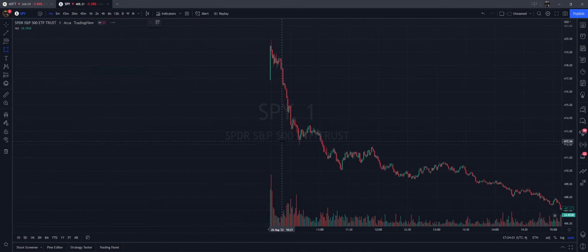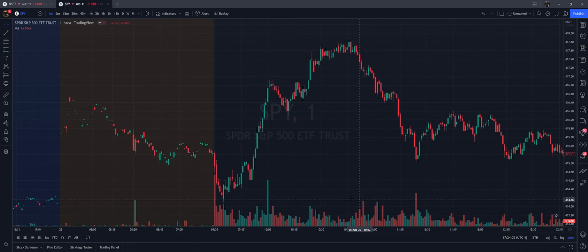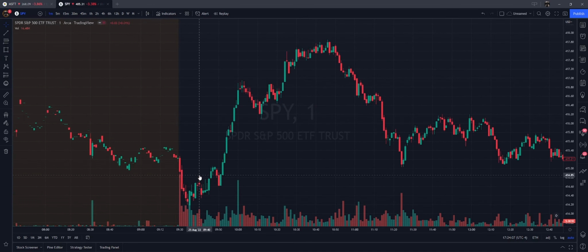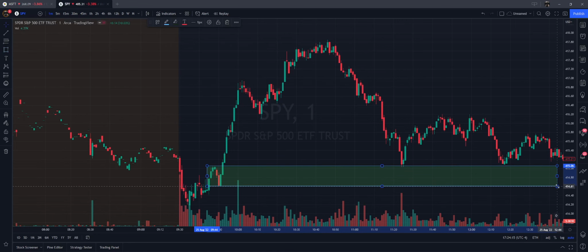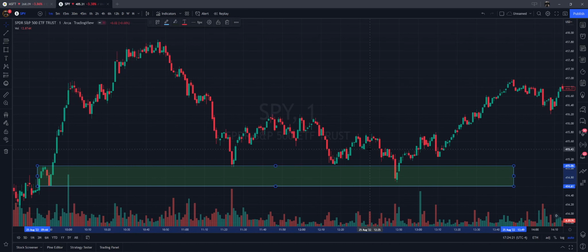Put 1 minute time frame. I'm probably gonna lose it. Okay, the demand zone should be somewhere from this green all the way down here. Look what happened. Bounce, another bounce, another bounce right here, and then it goes back up.